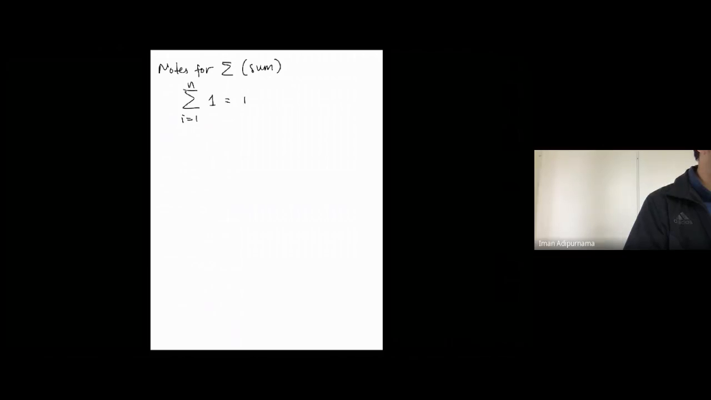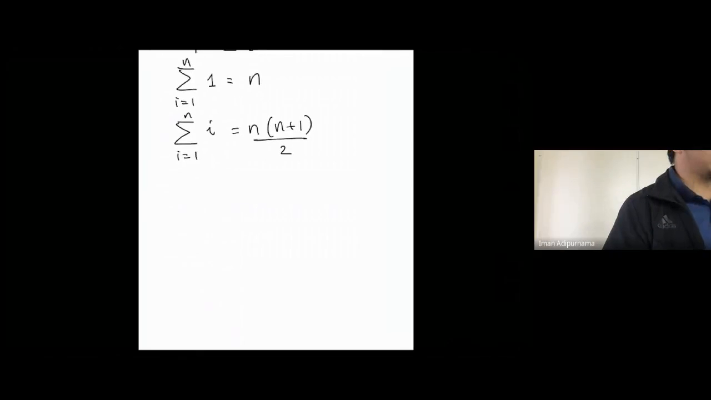I think some notes to end our course. Notes for sigma or sum. I believe you have learned this before, but let me write the properties of the sum. If you have the sum from 1 to n of 1, this is actually n. If you have the sum from 1 to n of i, this will be n(n plus 1) over 2.